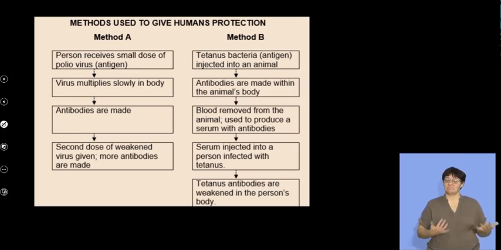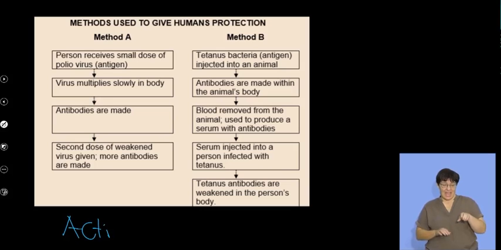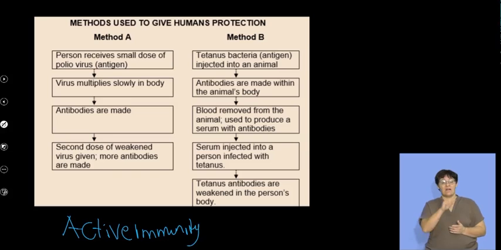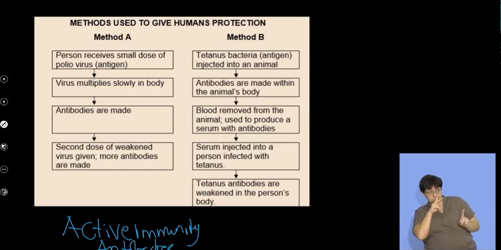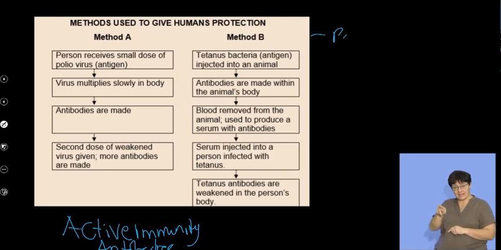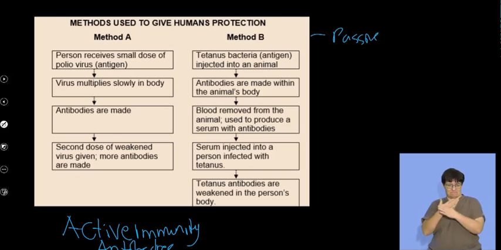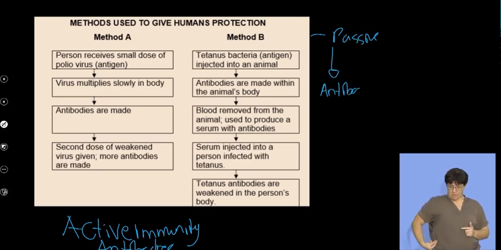Method A is active immunity. That means that we actually put some of the virus in our body to make our body respond with something called antibodies. Now, when we get to method B, this is called passive immunity. What's happening here is an animal actually makes the antibodies, and we put the antibodies straight into you. So we don't let your body do the work initially. We want to deal with the problem there and then.